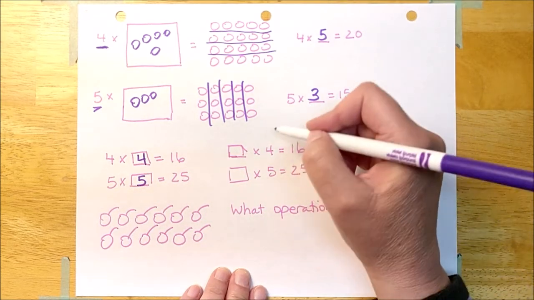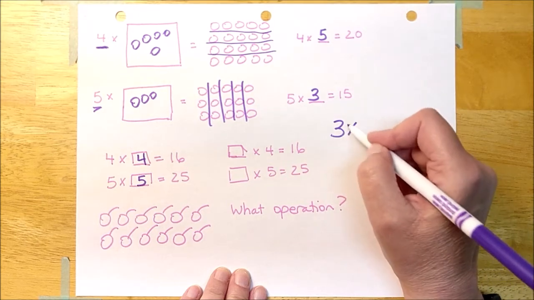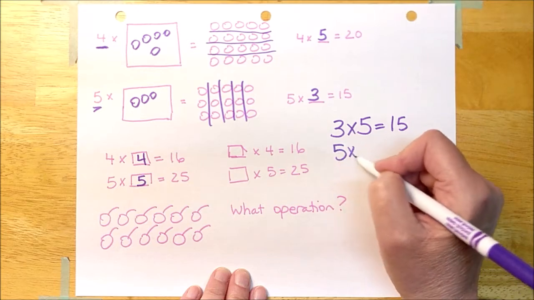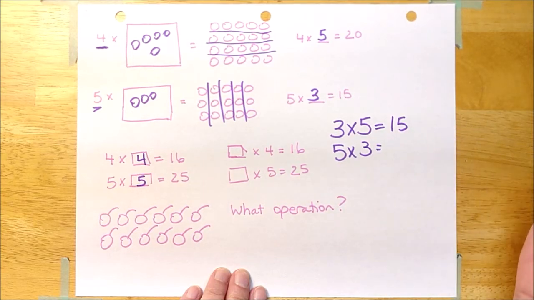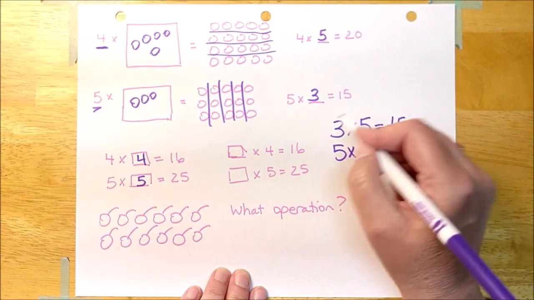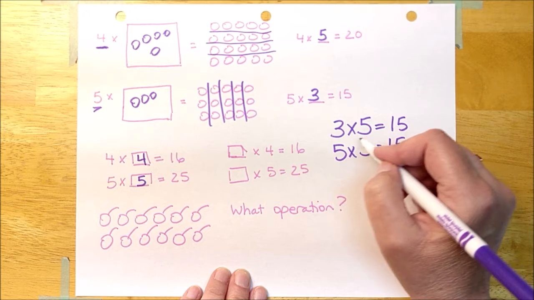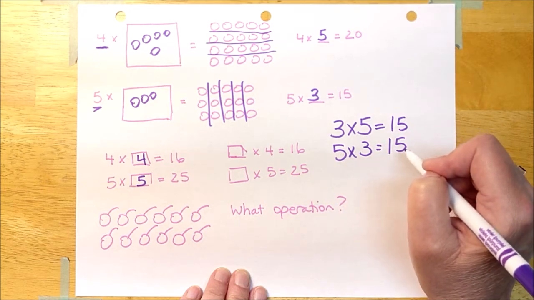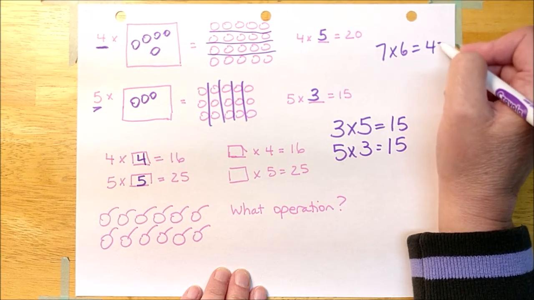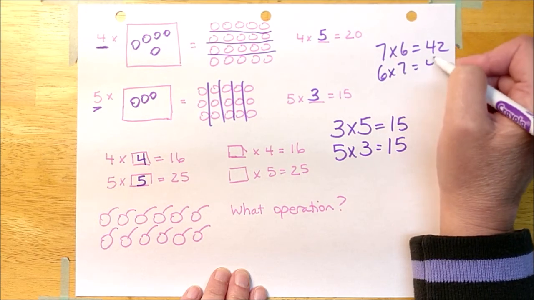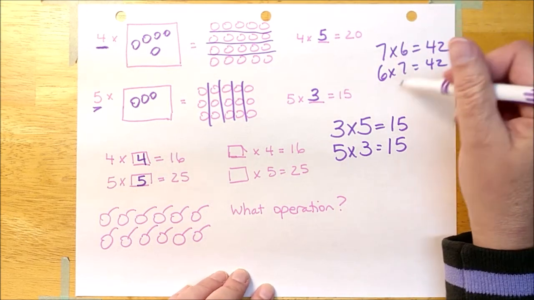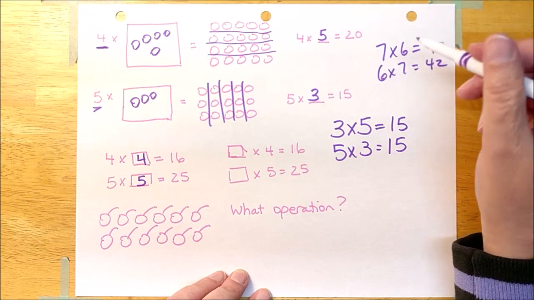So what happens if this was my question? Is this question going to have the same answer? Yes, it is. In multiplication, it doesn't matter what order you put the numbers in. They are always going to be equal to the same number. So you could have 7 times 6 equals 42 and 6 times 7 equals 42. Just like adding, it doesn't matter what order you put the numbers in, it's always going to equal the same thing.